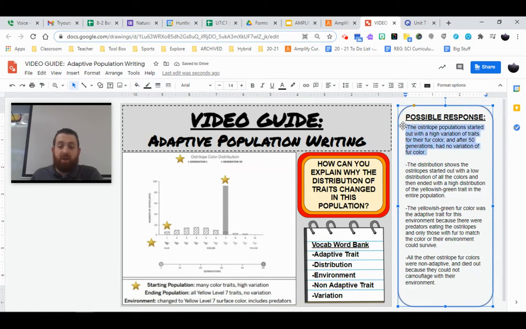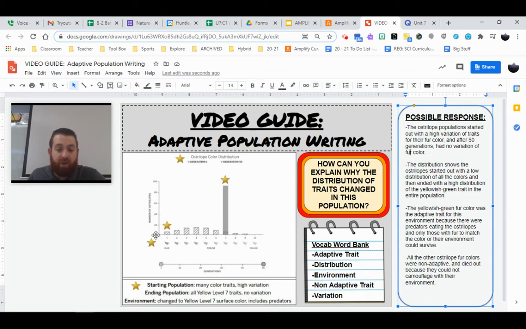So starting at the very beginning, remember, I'm trying to pull in all these vocabulary words. I'm trying to use all the evidence from the histogram and down here, along with answering our big focus question. So first and foremost, the Australope population started with that high variation of traits for the fur color, and after 50 generations had no variation, okay?